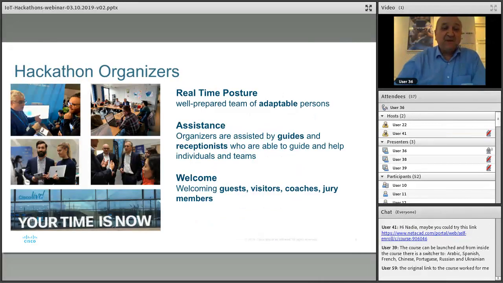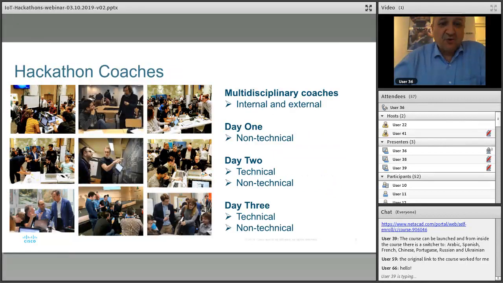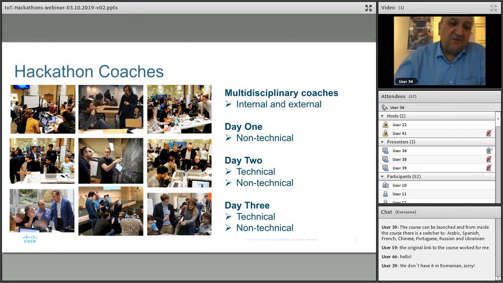Easy to understand. The organizers, very quick. Well, I've been an organizer 10 times, and we noticed that we need real-time people who can adapt to what happens during a hackathon. You can never know before what's going to happen. Many difficulties, and you need assistance, you need guides, receptionists, people who show people around, etc., who are around to help everyone. The coaches are non-technical, technical, business-oriented, etc.